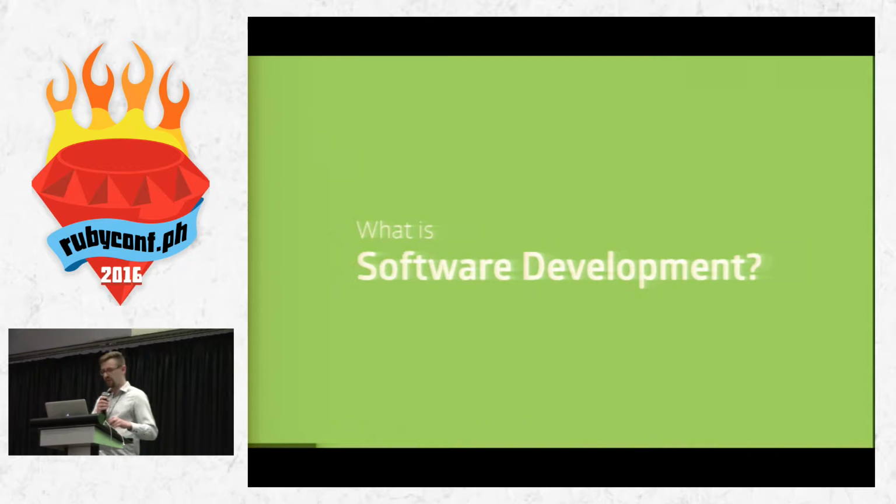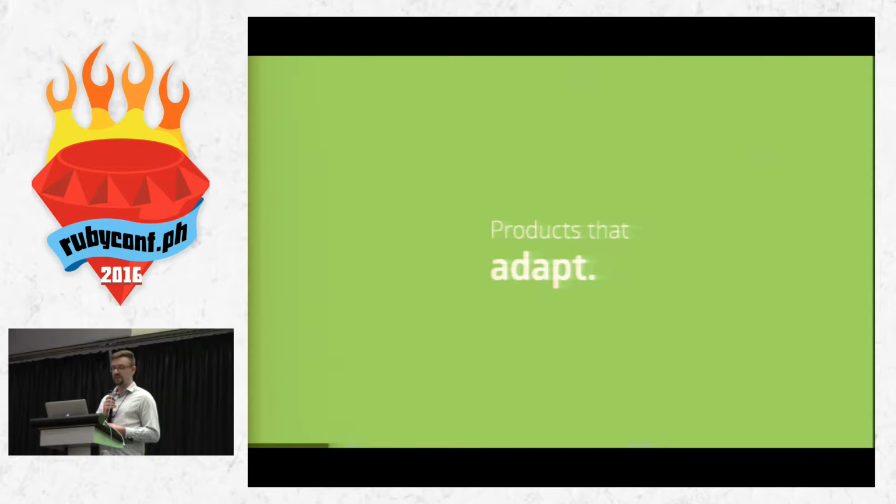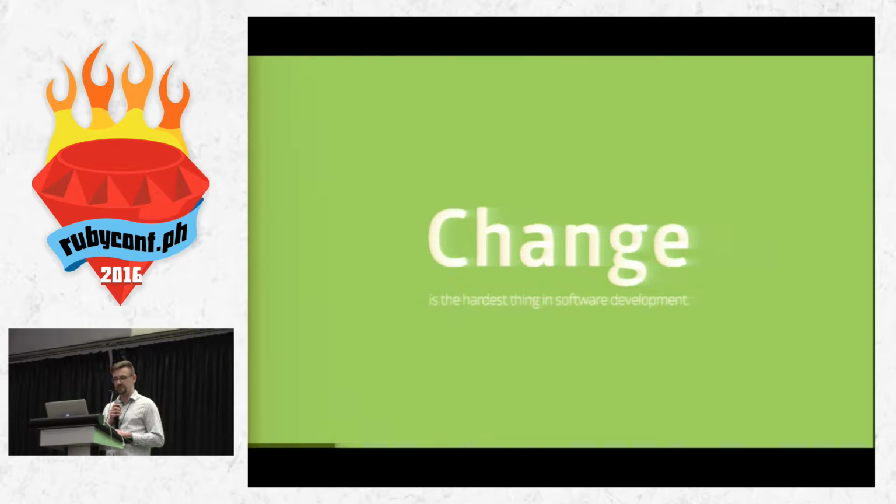Before I start with the technical aspects of this talk, I want to quickly talk a little about software development itself and what it means to me and potentially what it means to you. For me, software development is all about building sustainable software products. And by that, I really mean products that adapt. There's two major things when you build a product you need to be aware of. The first one is change. If you build a product that is supposed to be around for a long time, then change is potentially one of the hardest things in software development you actually have to deal with.